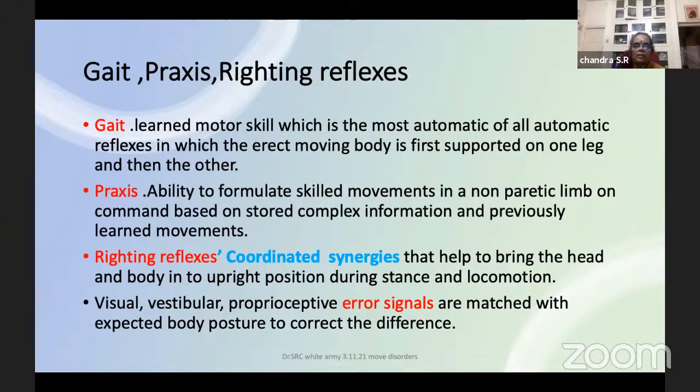They are coordinated synergies that help to bring the body into upright position when tilted. So with righting reflexes, when you push someone, they don't fall because of the righting reflexes. This involves visual, vestibular, and proprioceptive error signals. When you are not in proper position, vision will say you are displaced. The vestibular system will say you are displaced. Proprioceptive afferent input will say you are displaced. And these error signals are matched in the basal ganglia and the proper schema is formed.